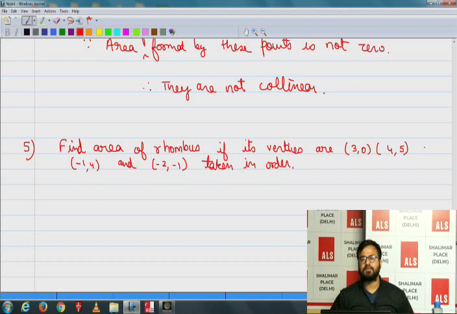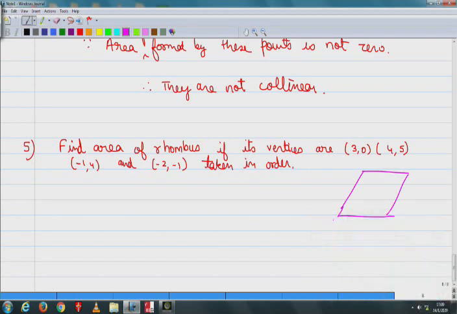So you can use the concept of distance. Very good, very good. That is the correct answer. So area of the rhombus is 24. So now let us solve. Since it is given that they have to be taken in order, let's say we make this rhombus A, B, C, D, and let's say these names as A, B, C, and D.